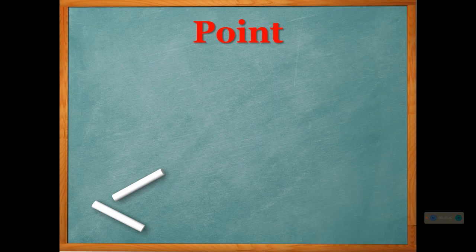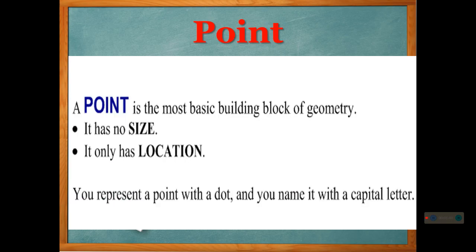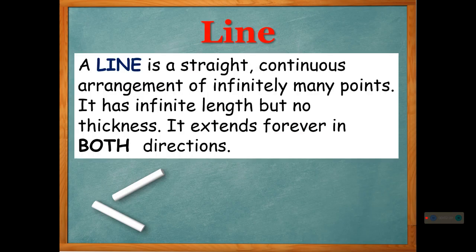Let's have first the point. A point is the most basic building block of geometry. It has no size and it only has location. That's why we have the point in the Cartesian coordinate plane that we had in the first quarter of our topic. You can represent a point with a dot and you name it with a capital letter. For example, we have point P.